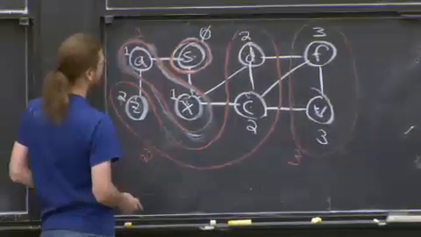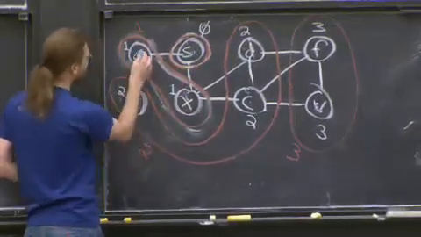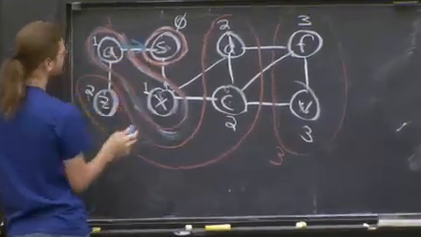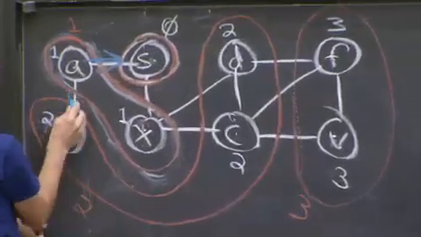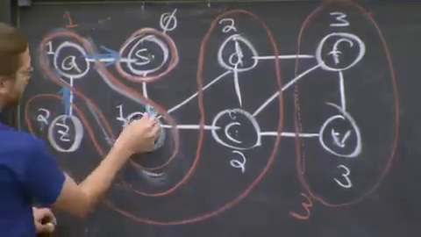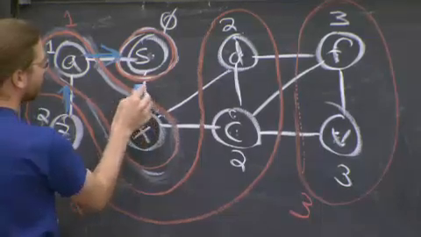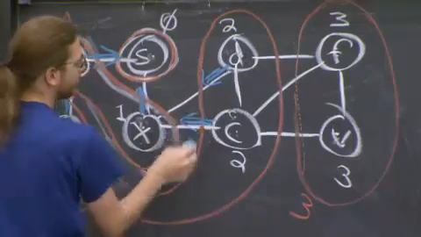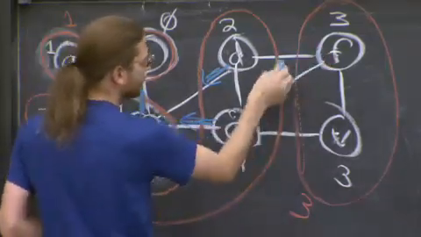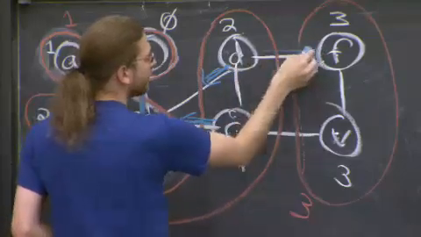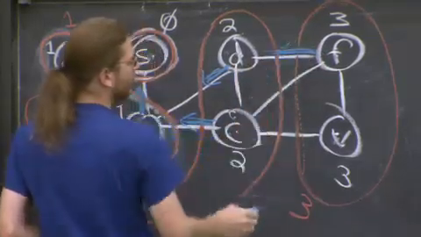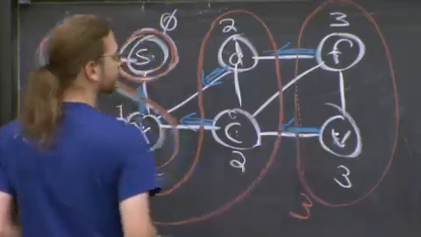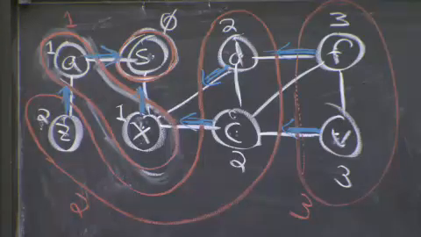Let's see. So we have S. When we visited A, then the parent of A would become S. When we visited Z, the parent of Z would be A. Parent of X is going to be S. Parent of D is going to be X. Parent of C is going to be X. Parent of F, it could have been either way, but the way I did it, D went first, and so that became its parent. And I think C was V's parent. OK, so that's what the parent pointers will look like.